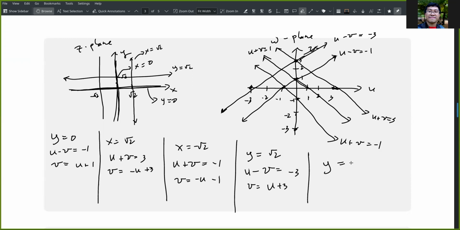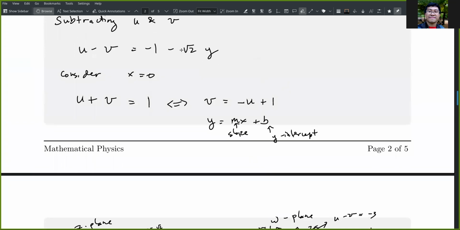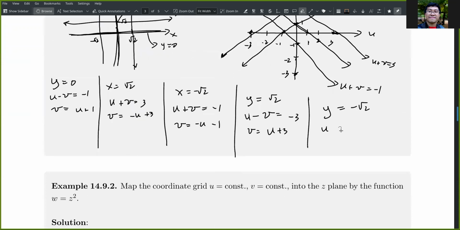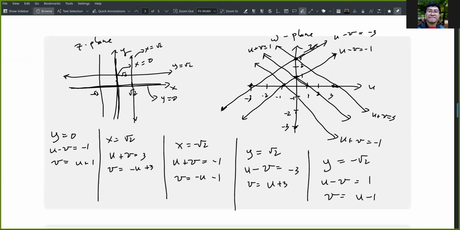Now let's try one more. Negative square root of 2. For negative square root of 2, this becomes positive 2 minus 1. So you have u minus v equals 1, v equals u minus 1. So it passes through this and this. Okay. When v is 0, u equals 1. So like this. That's our u minus v equals 1. So here, if this is negative square root of 2, that would be our y equals square root of 2.